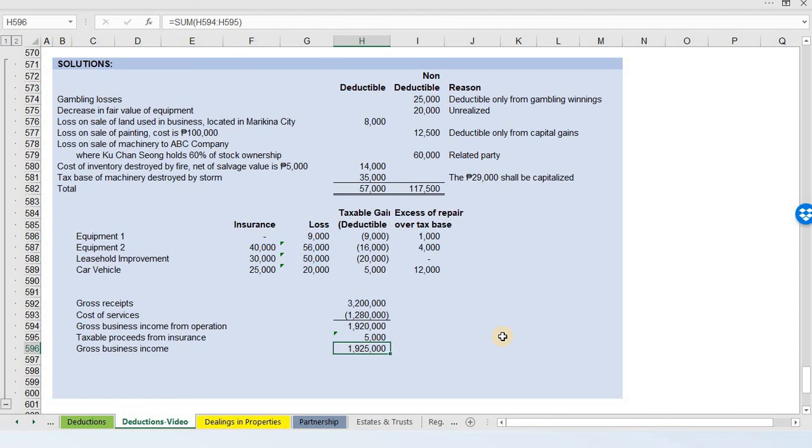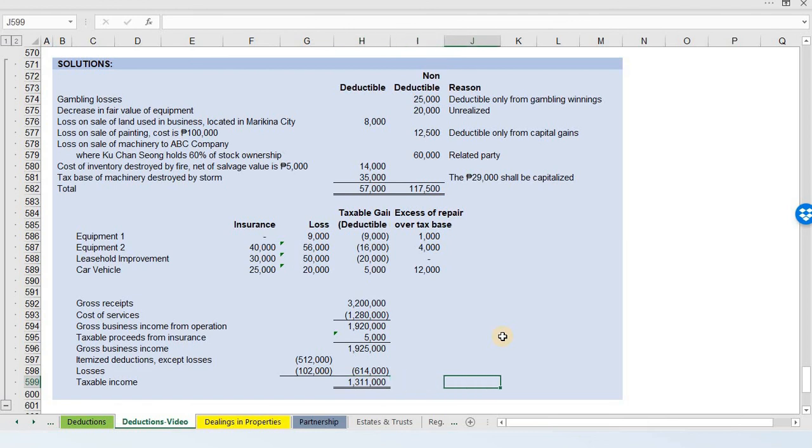Based on the problem, we have itemized deductions excluding losses of 512,000 pesos. Then let us deduct the losses. How much are the deductible losses? The deductible losses are 102,000 pesos. So that is why our total itemized deduction is 614,000 pesos. So our taxable income is 1,925,000 less 614,000 total itemized deductions, which is equal to 1,311,000 pesos.